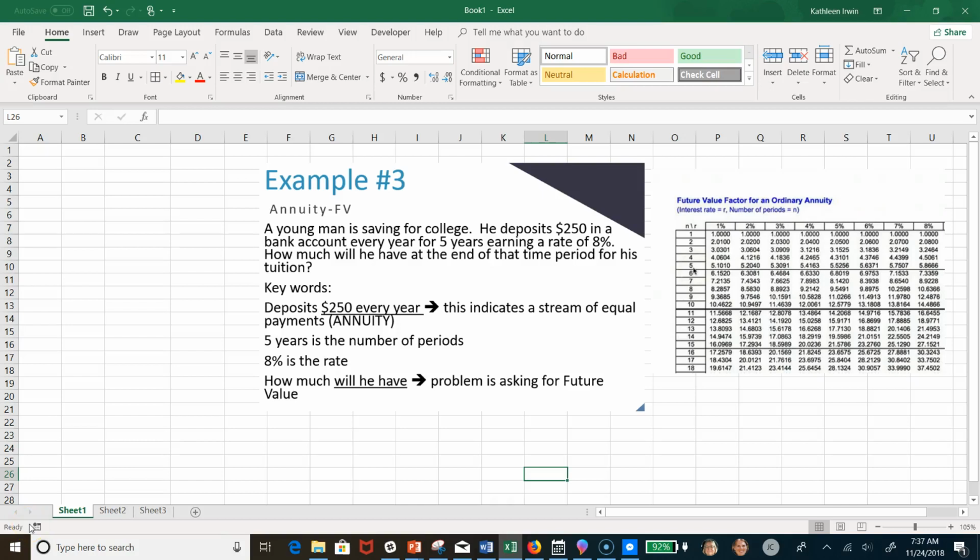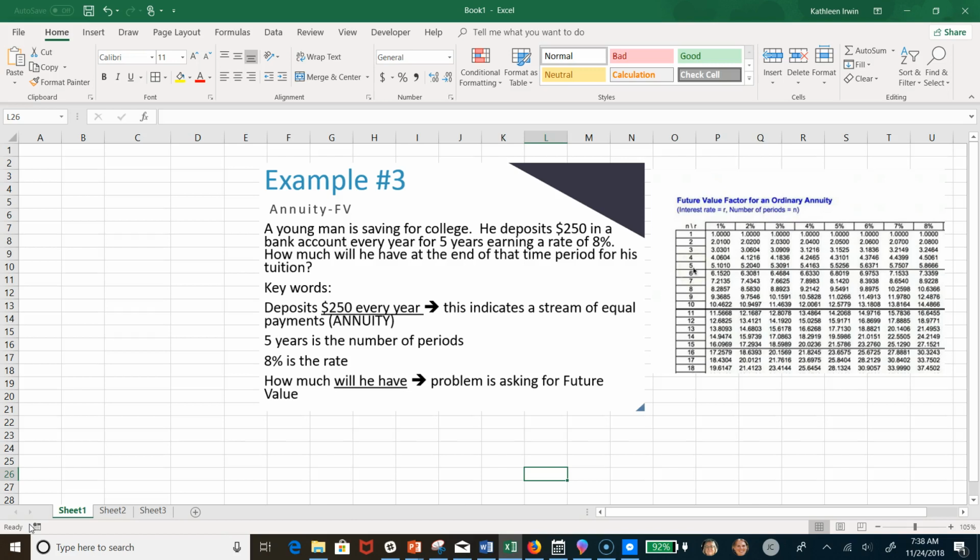Welcome back, and this is our third example, and we are now going to be calculating our first annuity problem. We're going to be doing the future value of an annuity, and we're going to continue with our example of a young man saving for college. This time, though, he is depositing $250 in a bank account every year for 5 years, earning a rate of 8%. So we can look for a couple of things in this problem.